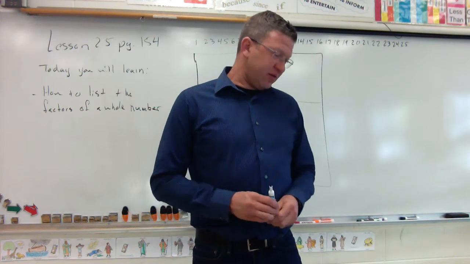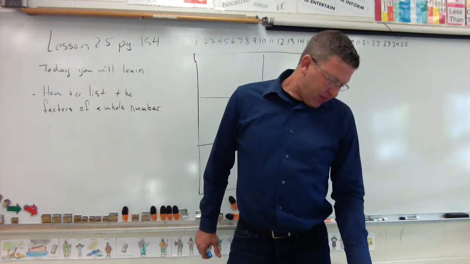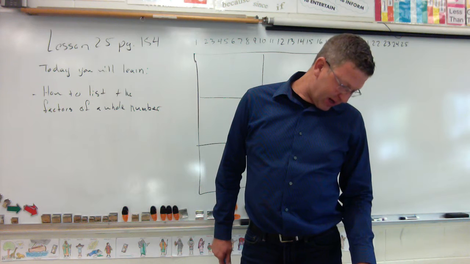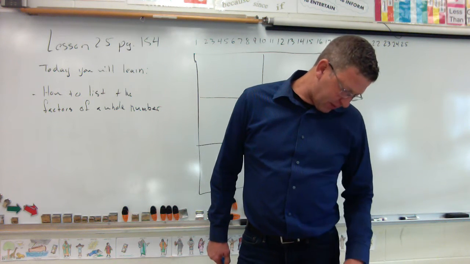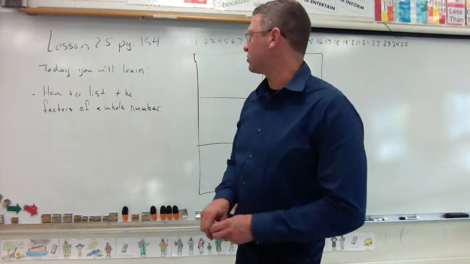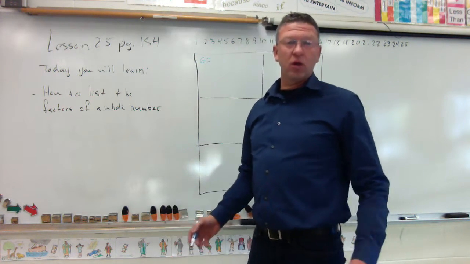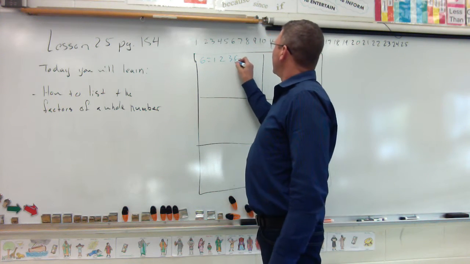All right, what is a factor? If you look on the bottom of page 154, it says the factors of a number are all the whole numbers that can be divided into it without leaving a remainder. For example, the factors of 6 are, so let's go ahead and take a look at 6. And we'll always write it like this. 6 equals, okay? 6 equals 1, 2, 3, and 6.